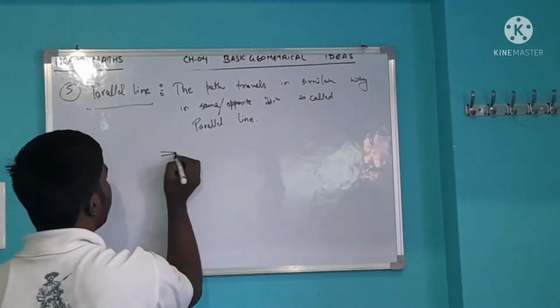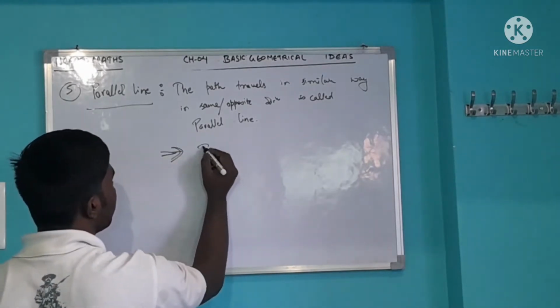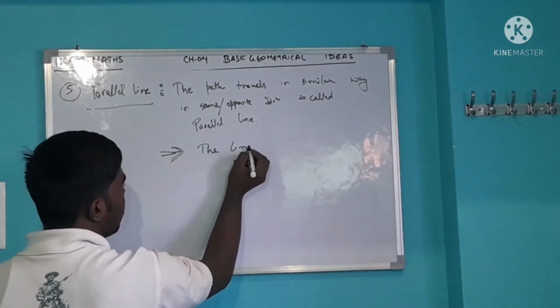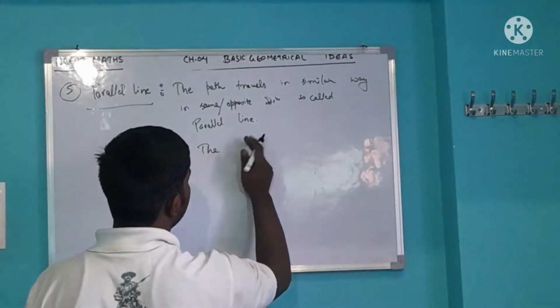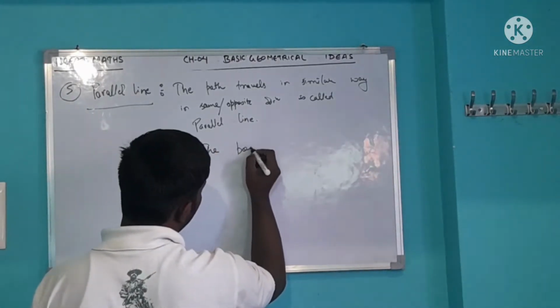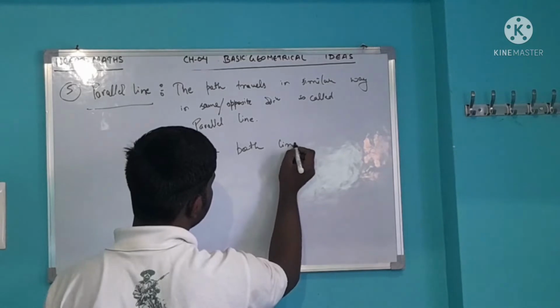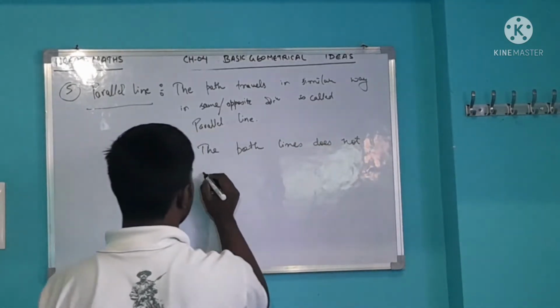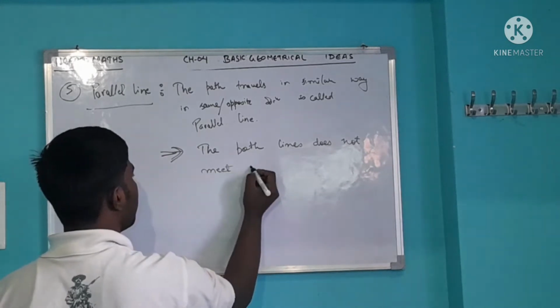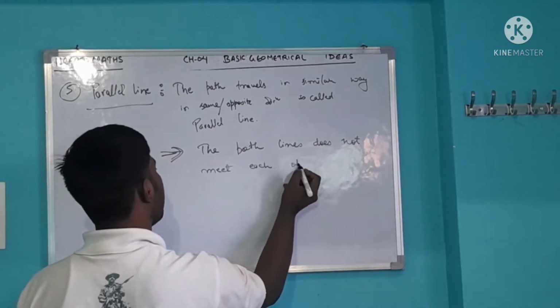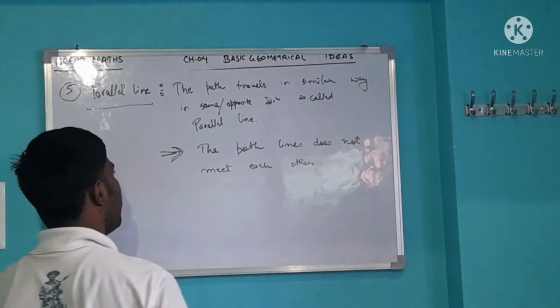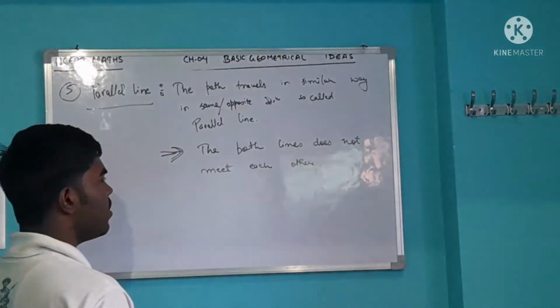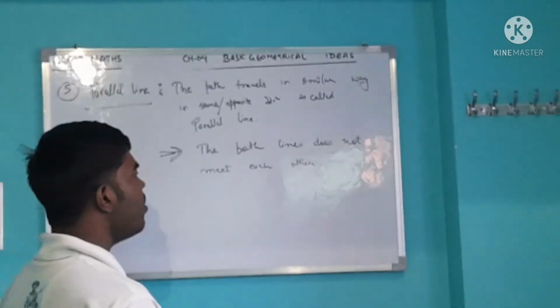The main important thing in the parallel lines topic is that both lines do not meet each other. So these parallel lines don't meet each other. They don't have a meeting point.